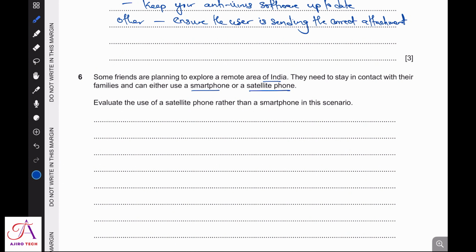Now, watch this. When we hear the word evaluate, we are talking about two things. We're talking about the benefit, the positive, and we're talking about the drawbacks, the negative. For your evaluation to be complete, your points must contain benefits or positives, and drawbacks or negatives. Are we together? Okay, so let's do this together.